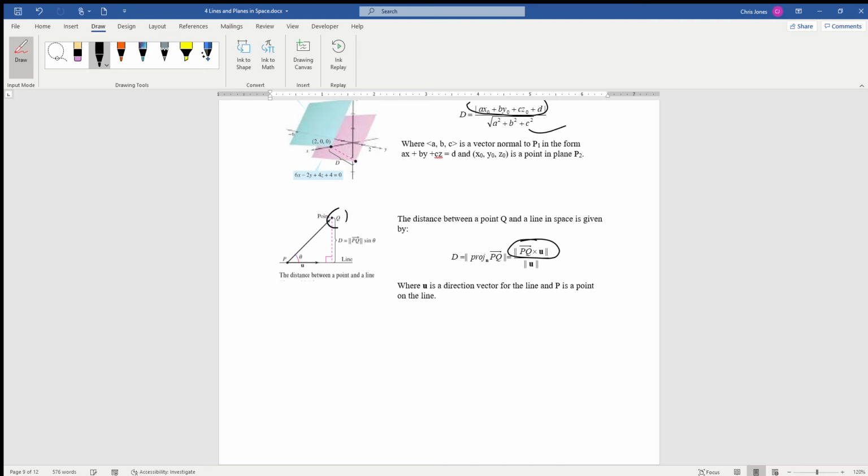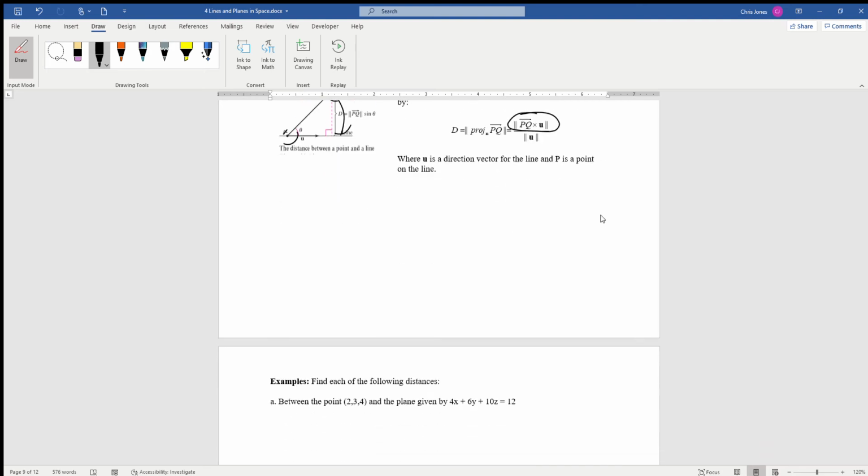So we have a point Q and we have a point P that falls on the line. Once again, we find the projection of PQ onto the line. This time we're finding the cross product, dividing it by the magnitude of u, and u is going to be a direction vector. All right, so that's a basic overview of how these formulas are derived theoretically.